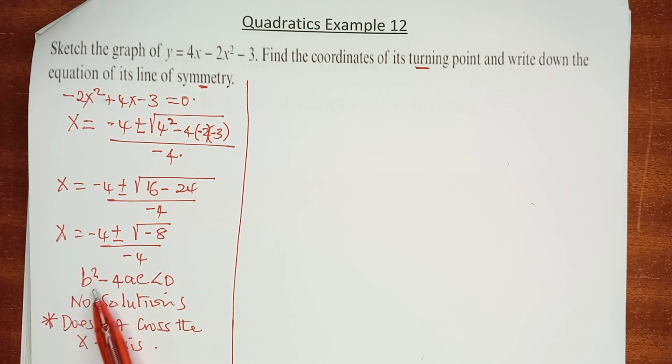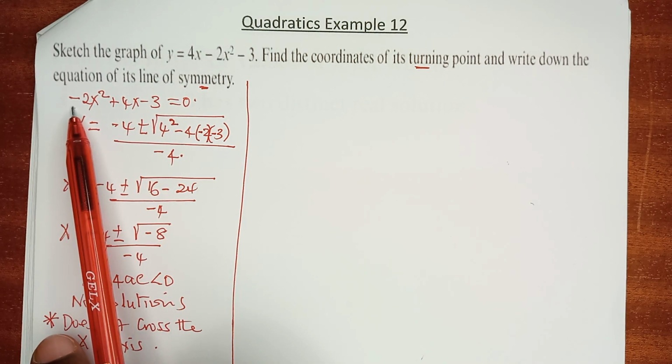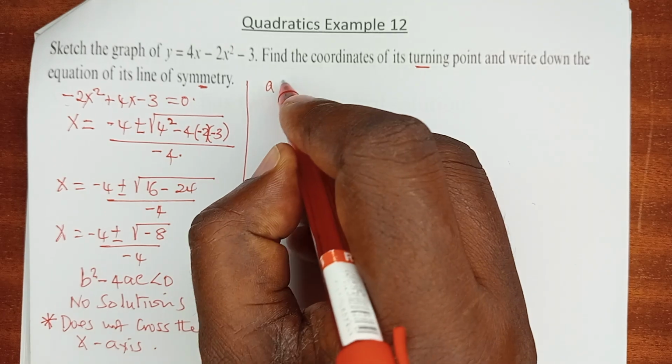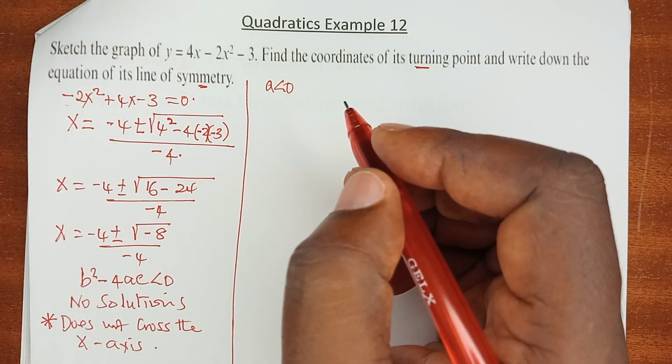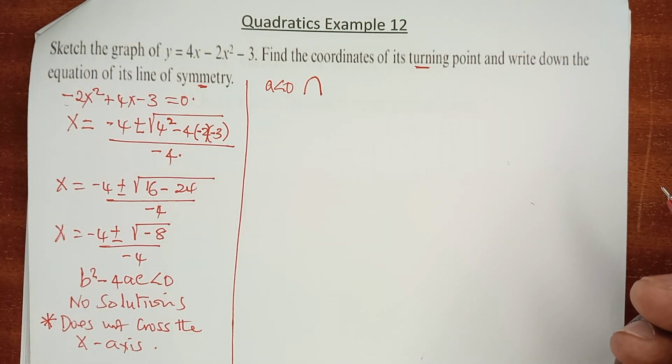Because the discriminant b squared minus 4ac is less than 0, we have no solutions. No solution means the graph does not cross the x-axis. It does not even touch the x-axis. That is number one. It means we have no solutions here. Now we go to the other features of the quadratic equation. You can already see that a is less than 0, because it is negative 2, so the graph has an N shape.